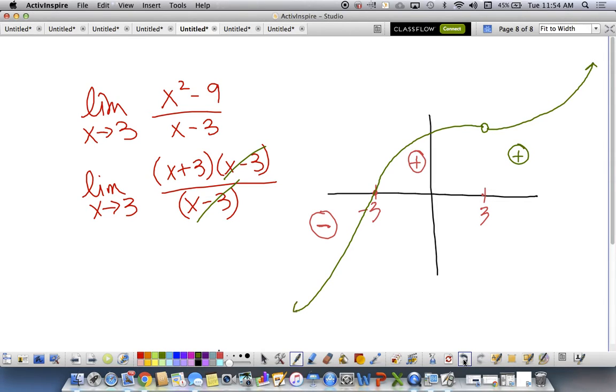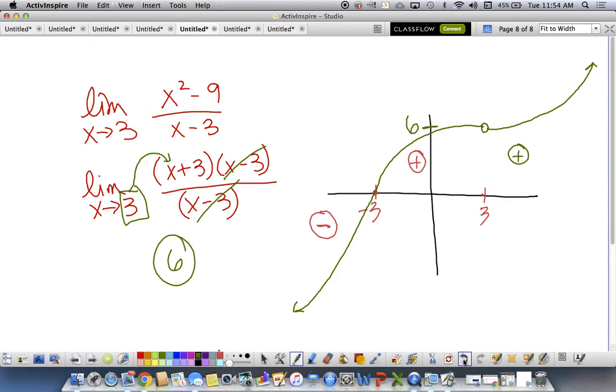Who knows what's happening? It's negative over here, positive over there, and we've got a hole. It looks so funny. But what's it approaching as we come to that hole? Meaning, if we were to plug in a 3, it's approaching 6. Is it approaching 6 from the right side and the left side? Yes, it is. It didn't change anything.